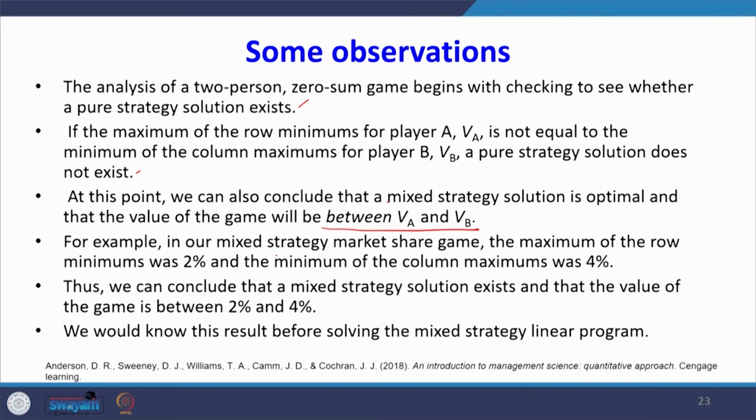For example, in our mixed strategy market share game, the maximum of the row minimum is 2% and the minimum of the column maximum was 4%. So, the optimal value for the mixed strategy we got is between 2 and 4. Thus, we can conclude that a mixed strategy solution exists and that the value of the game is between 2 and 4%. We would know this result before solving the mixed strategy linear program.